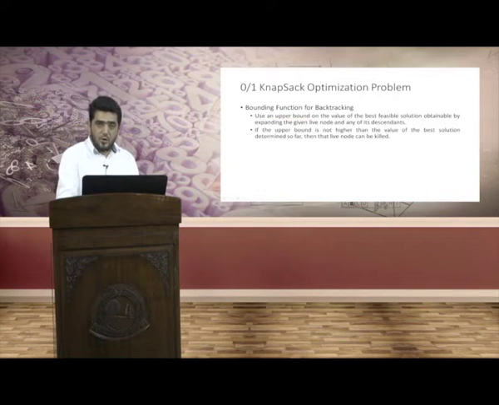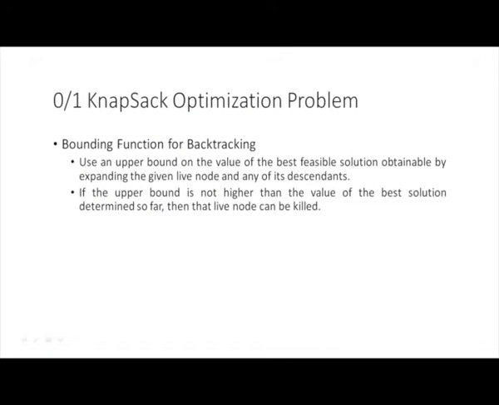Now, if this upper bound value that we estimate from the current node before expanding it is not higher than the value of the best solution determined so far, then we can skip it. Let's suppose that by traversing and building our state space tree we have already determined some solutions and recorded the best solution so far. If at any particular node the upper bound that we calculate is not greater than the best solution determined so far, then the current node, for which we have computed the upper bound, can simply be killed. We will ignore it and we will not expand its children for finding the solution.